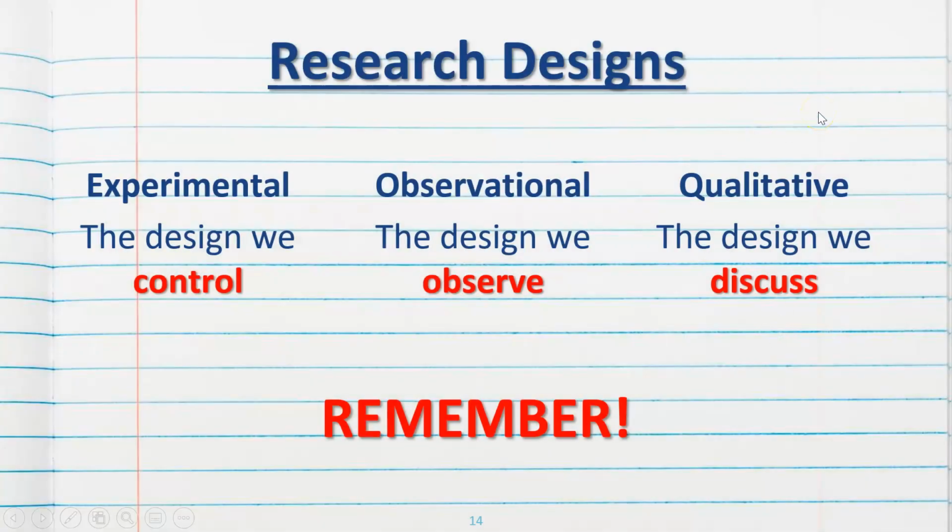So, easy way to remember all three, guys. Experimental is the design that we control. So we have control of the IV, the setting, the step-by-step instructions, the groups that we randomly allocate. We have the control with this design. So experimental design is the one we control. Observational, as the term suggests, is the design that we observe. So we observe people in their natural setting. We do not manipulate the IV. We are simply observing what is already present. And qualitative is the design that we discuss. So we have discussion groups, focus groups, we send out surveys, conduct interviews, we talk about the question or issue that we're focusing on. So remember this and you'll be fine.